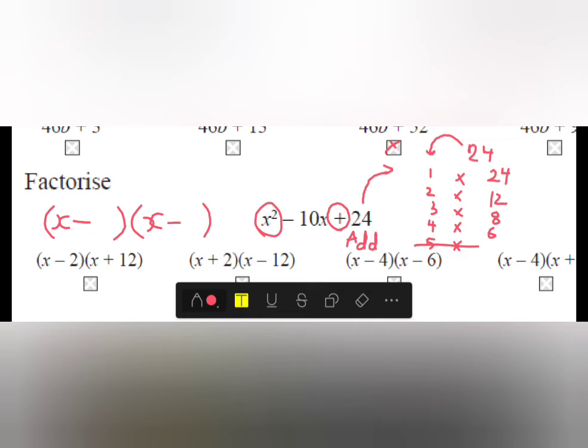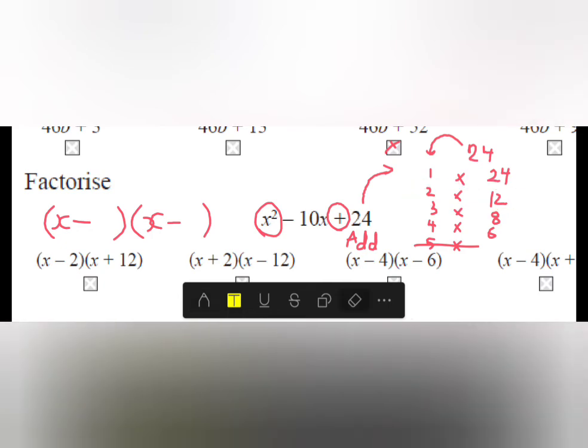Now, I need two of these factors. When you add them up together, you'll get 10. So which ones do you think? Is it the 1 and the 24? Very good. No, it's not. Is it the 2 and the 12?